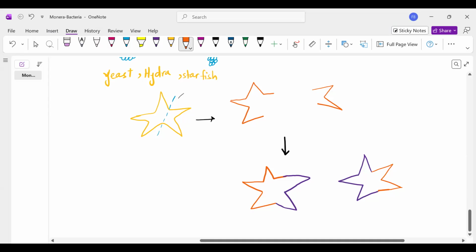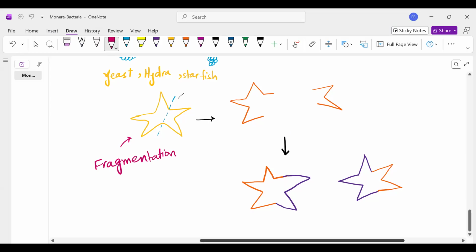This is known as fragmentation. This process of reproduction is known as fragmentation. It happens in some organisms. I am writing it over here. This is fragmentation, because fragments are formed and those fragments are converted into new individuals. Okay, this is a type of asexual reproduction.